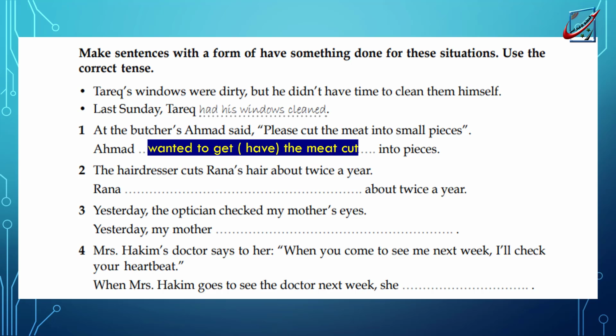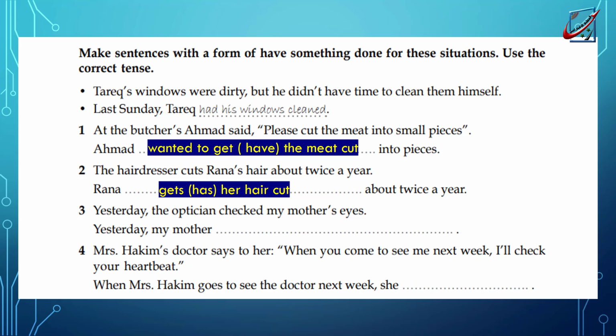Now, think about the following sentence. Number 2, the hairdresser cuts Rana's hair about twice a year. Now, we're going to use the causative form for this sentence. Well, let's see. Rana gets or has her hair cut about twice a year.